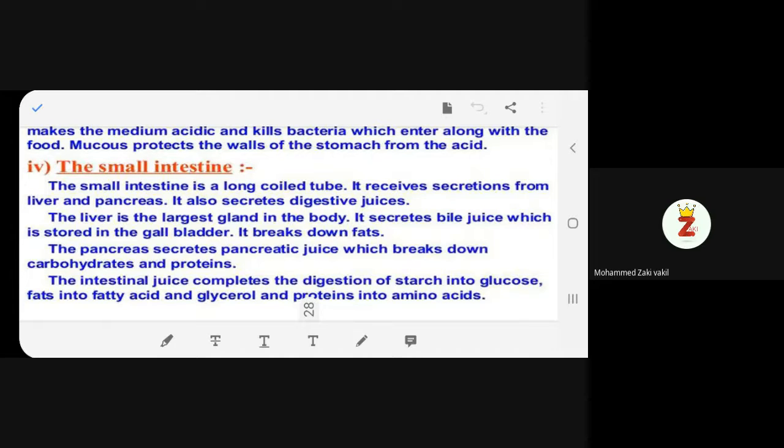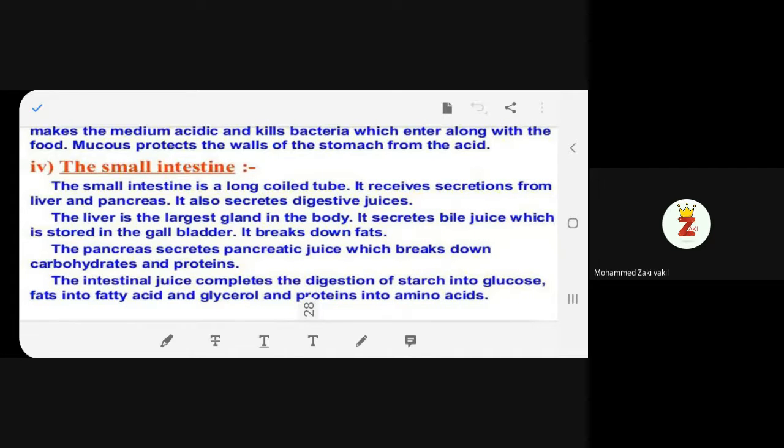The liver is the largest gland. That's it. When I say that's it, you have to stop. Okay. Now what is the small intestine? It's a long coiled tube.